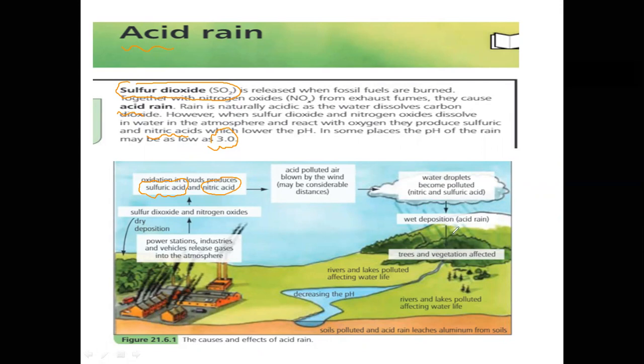And when that acidic water is falling on trees, it can damage the leaves of trees. When acid rain enters a river, that acid is toxic for aquatic organisms, especially those organisms that have an exoskeleton. This acid can dissolve that exoskeleton. Now let's discuss the effects of acid rain in detail.